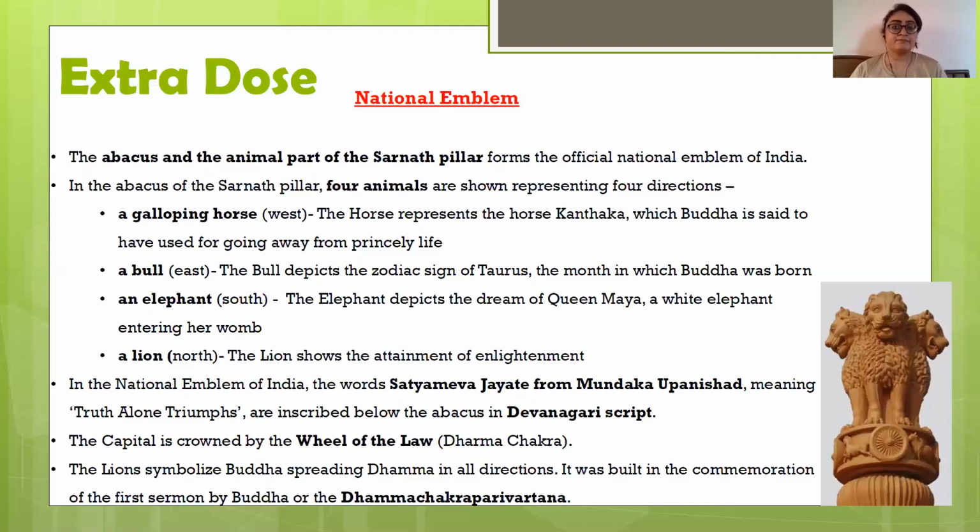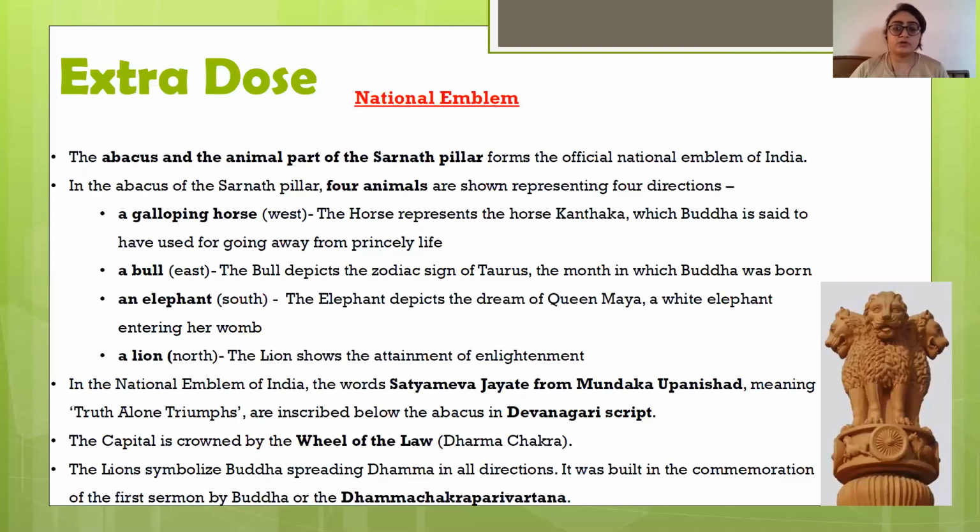Okay, and lastly, the lion. What does the lion show? It shows the attainment of enlightenment, the enlightenment of Buddha. So Buddha attained enlightenment, and hence this lion shows that Buddha has attained enlightenment. So all these animals have some meaning on the pillars. Okay, so this is the meaning.